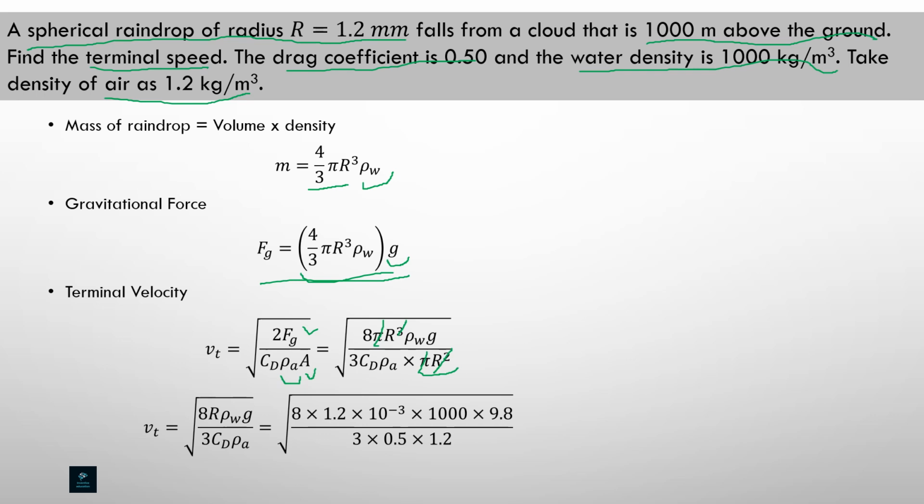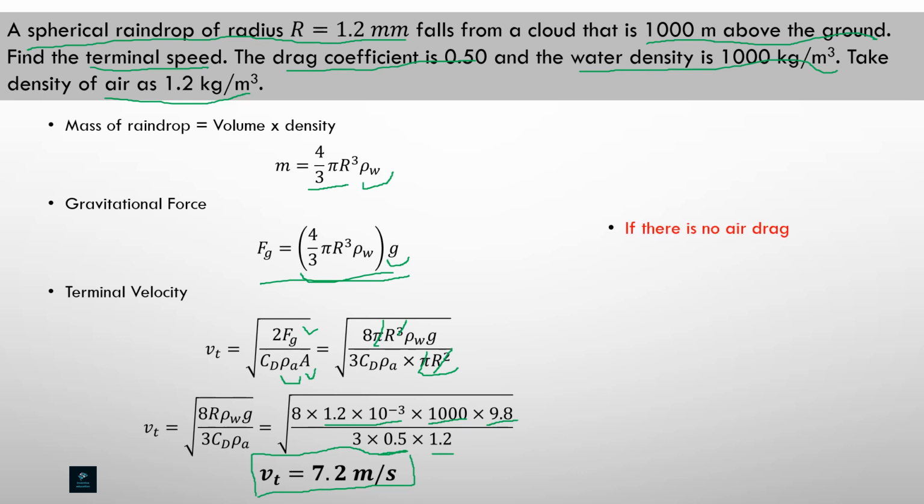Now we can put all the variables and we obtain v_t as square root of 8 times 1.2 times 10 to the power minus 3, which is the radius of the raindrop, 1000 is the density of water, 9.8 is the free fall acceleration g, 0.5 is the drag coefficient, and 1.2 is the density of air. From this we obtain v_t as 7.2 meters per second. Therefore, the terminal velocity of the raindrop falling through air is 7.2 meters per second.